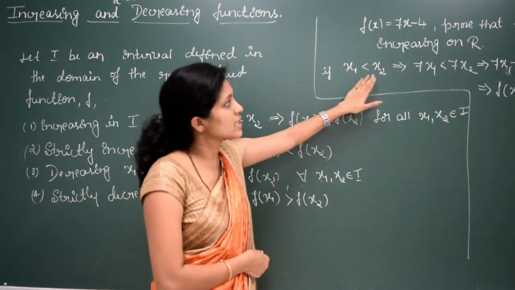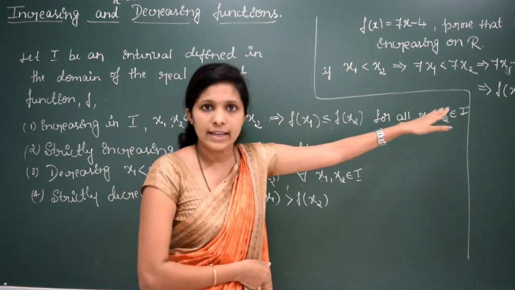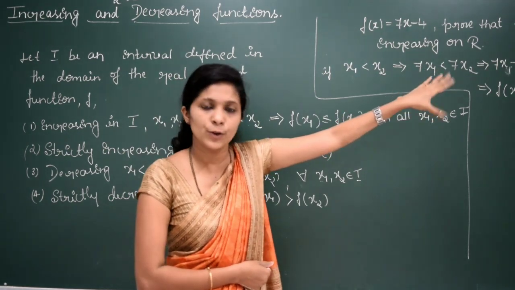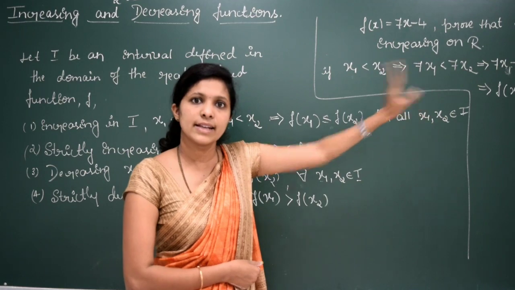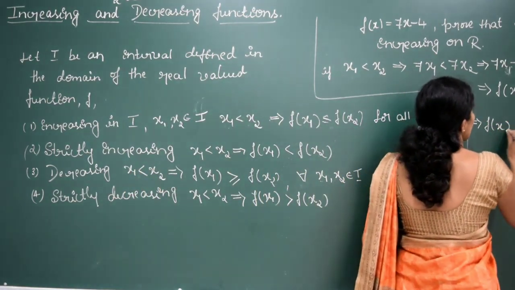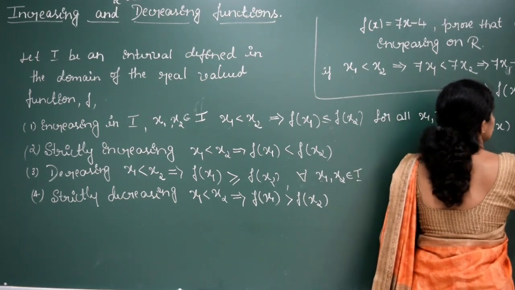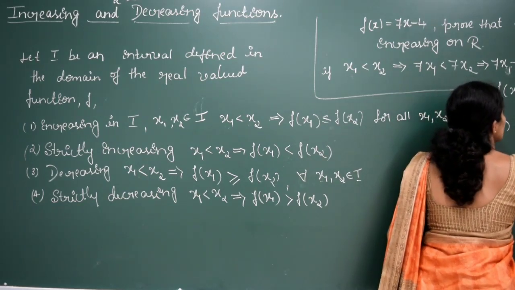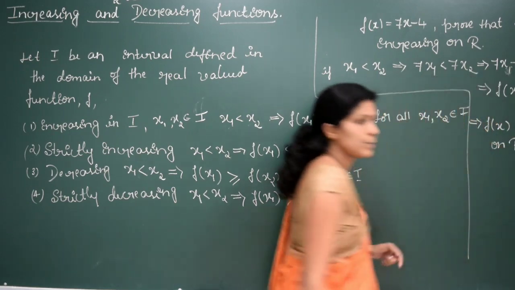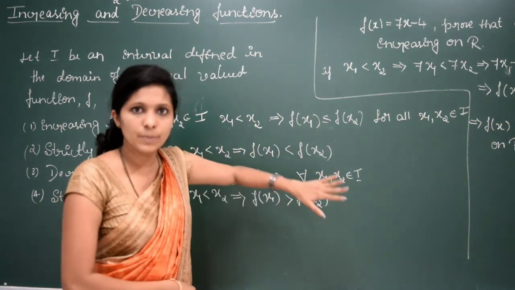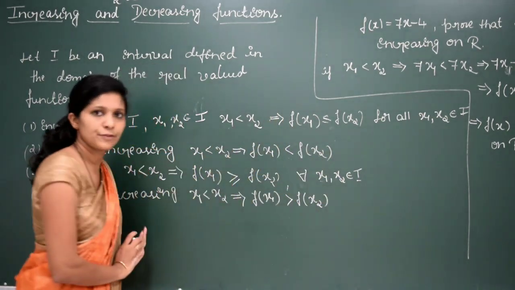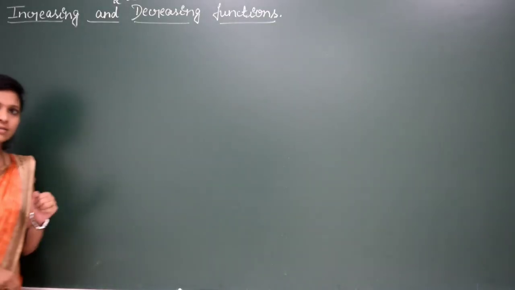If x1 is less than x2, obviously 7x1 minus 4 is less than 7x2 minus 4. That implies f of x1 is less than f of x2. So the function f of x is increasing on R. Is it clear? Only one problem is given based on this. Remaining all the problems are based on the derivative, so those are important. Just remember this definition. It's enough. Now we'll see the theorem.